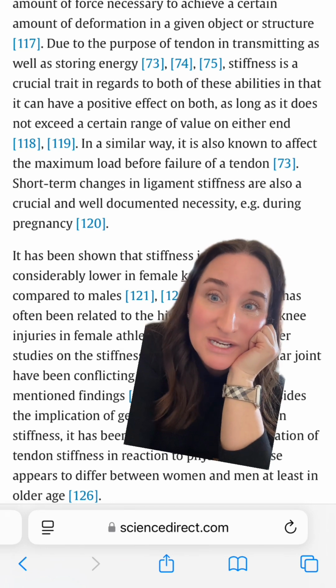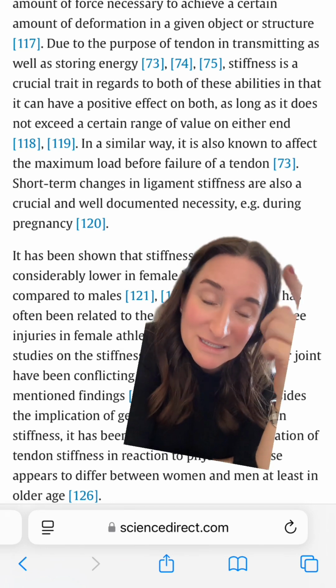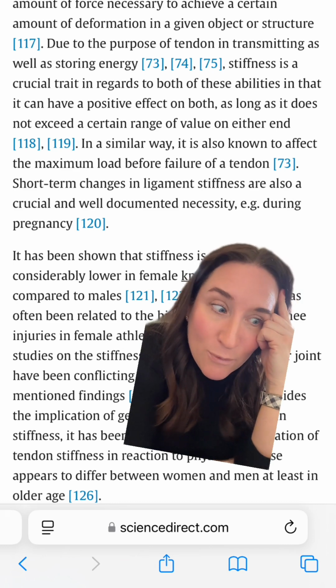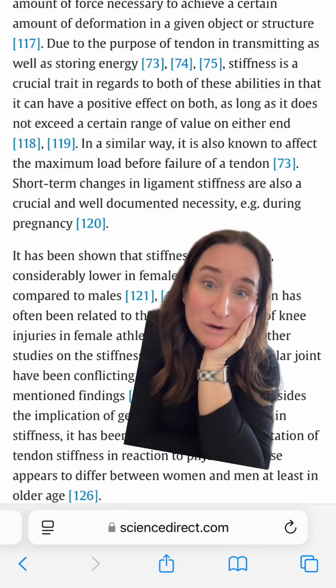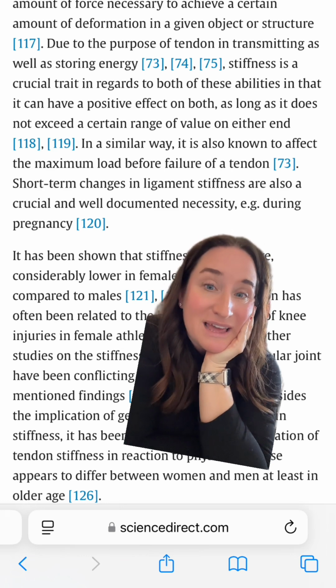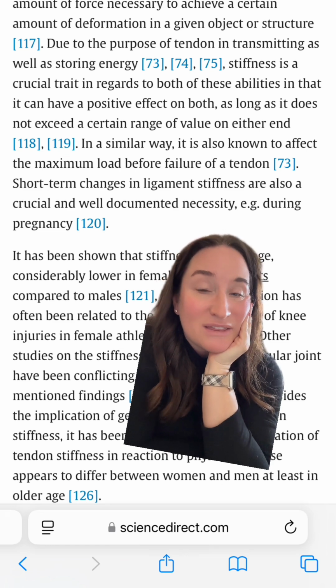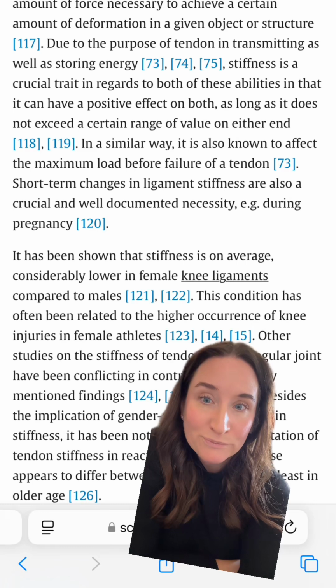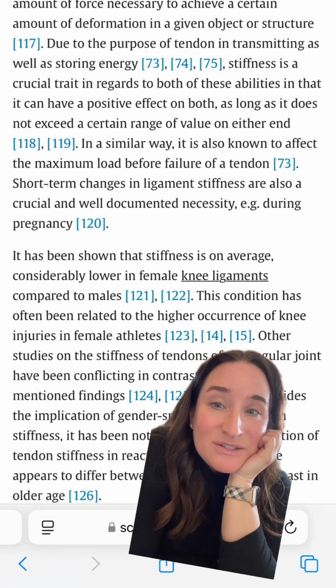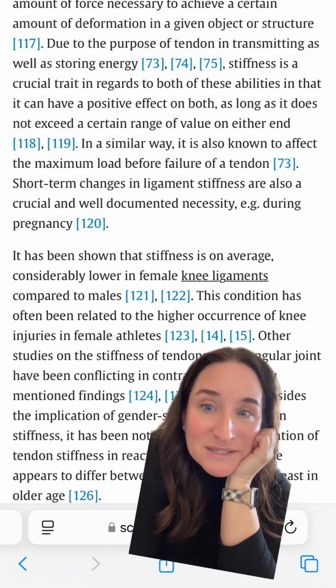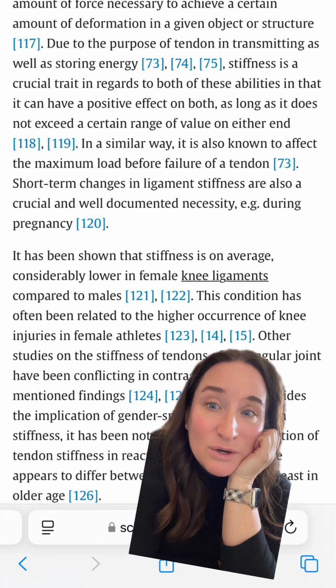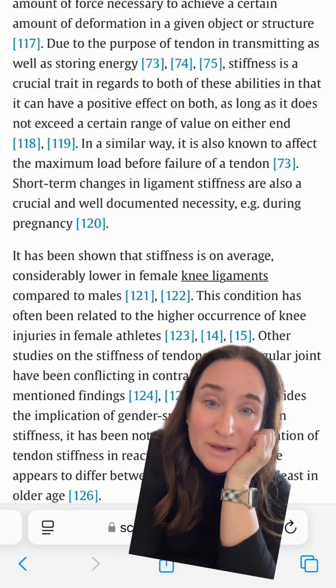So we know when the estrogen is high, that ligament stiffness is affected. This is why women talk about getting a bigger foot when they are pregnant, because that ligament is softening. The estrogen is high, so the tensile strength is different, and it's a whole thing. It has been shown that stiffness is on average considerably lower in female knee ligaments compared to males. This condition has often been related to the occurrence of higher knee injuries in female athletes.